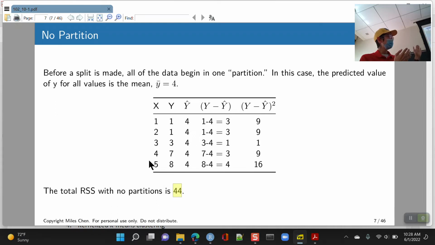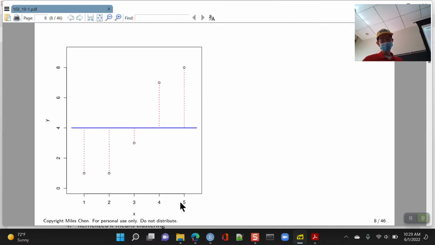So I guess step 1 is to sort all of your x. Okay, so I sorted them 1, 2, 3, 4, 5, and if some of the values were duplicates, then we can't form a split in between, like 1 and 1 or something like that. Okay, so here we're going to consider all 4 possible splits, and we'll see what the resulting RSS is going to be. So here's a picture of no partition.